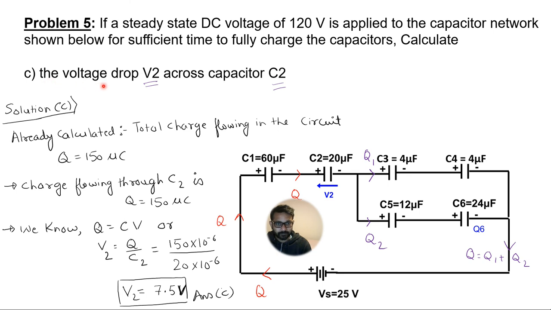In this question we have to find the voltage drop across capacitor C2. We know the total charge we have already calculated. It is 150 microcoulombs, and the capacitance C2 is also known. C2 is 20 microfarads. Using this formula, we can calculate the voltage drop across capacitor C2. If we modify this equation, we get V2 is equal to total charge Q divided by C2. We have both the values, and if we substitute them in the formula, we end up getting 7.5 volts. So 7.5 volts is the voltage drop V2 across capacitor C2.